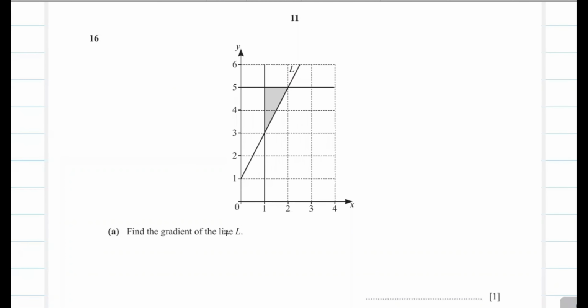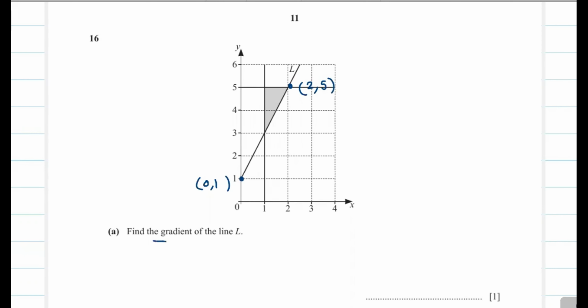Question 16, find the gradient of the line L. To find the gradient of this line, we take any two points on this line. This is the line L. We take two points. The coordinates of this point are 0, 1. And the next point we take, suppose you take this point, the coordinates are 2, 5.